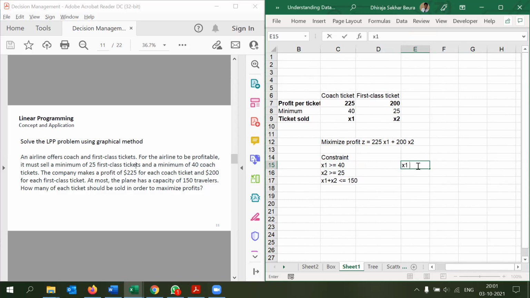Yes, x1 equal to 40. Perfect. And the second one will be x2 equal to 25. Third one will be x1 plus x2 equal to 150.